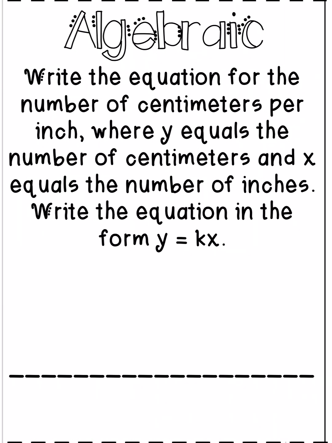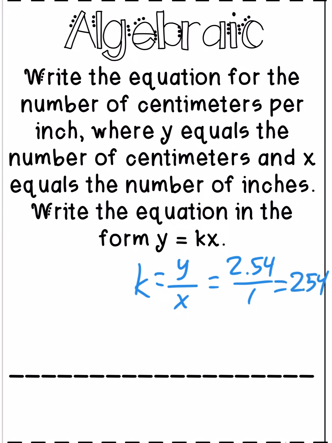As we've seen in previous examples, our k is equal to the y, or the number of centimeters, over the x, which is the number of inches. That means that our k is 2.54 over 1, which is just 2.54. Now we can write our equation y equals 2.54x, because y equals kx and k is 2.54.